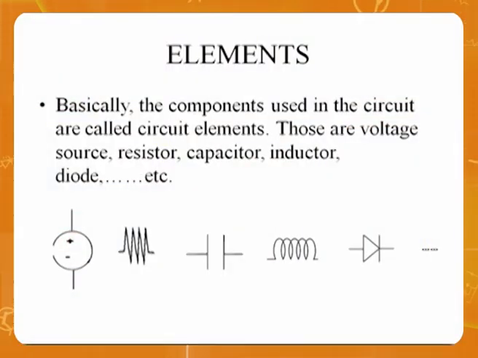Elements are basically what exactly the definition is. The components used in this circuit are called circuit elements. Whatever components we use, they can be voltage sources, a resistor, a capacitor, an inductor, or a diode, etc. One thing you remember carefully.